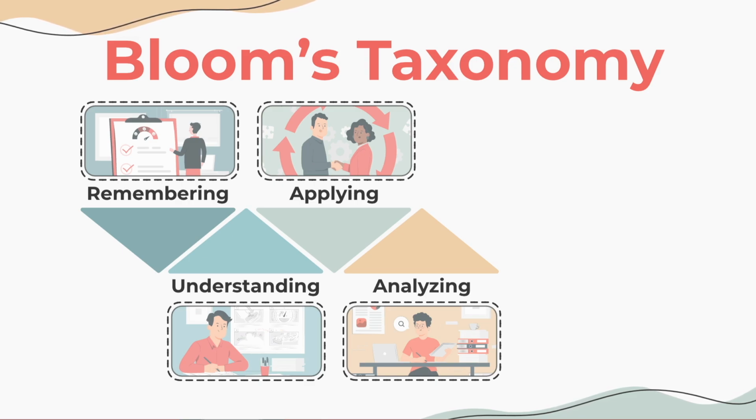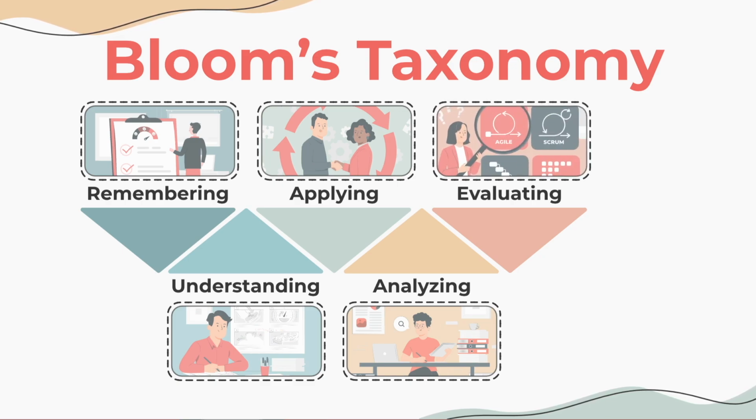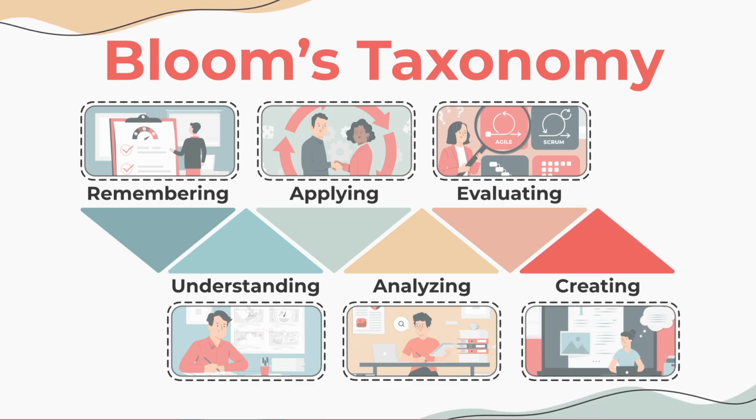At level 5, evaluating, learners are making judgments. They compare different approaches, weigh the pros and cons, and decide the best way to handle a tough situation. This is where they stop relying on scripts and start trusting their own expertise. Finally, level 6, the final boss level, is creating. Here, learners build something new. Maybe they develop a better workflow, write a customer service manual, or train new hires. This is where learners go from participants to innovators. And that is Bloom's taxonomy.